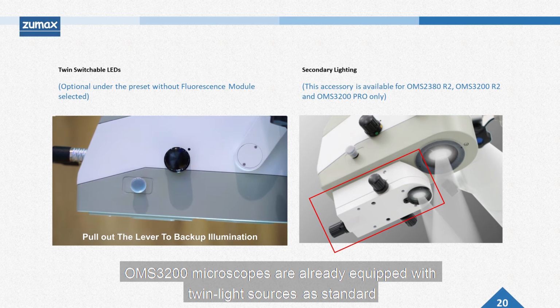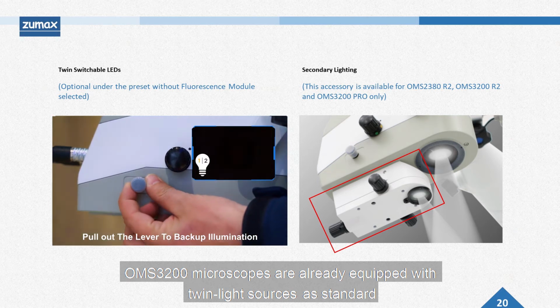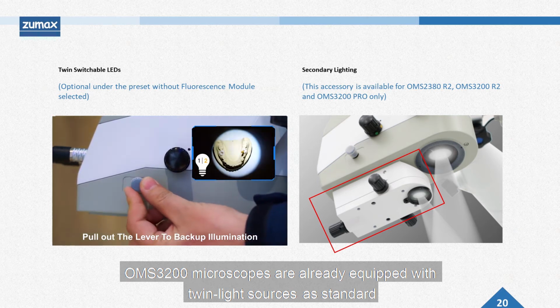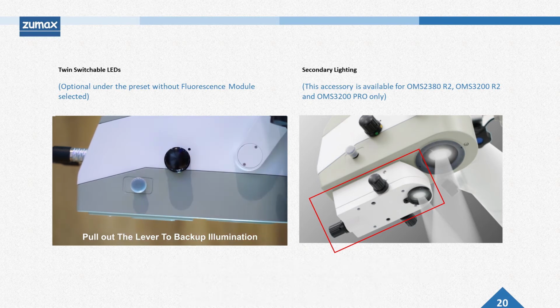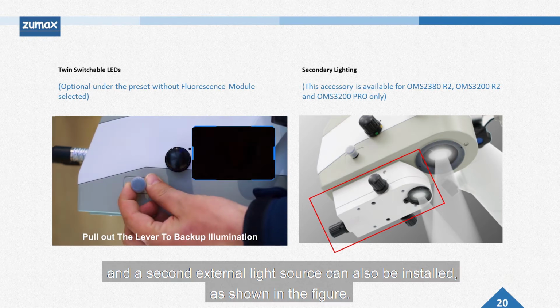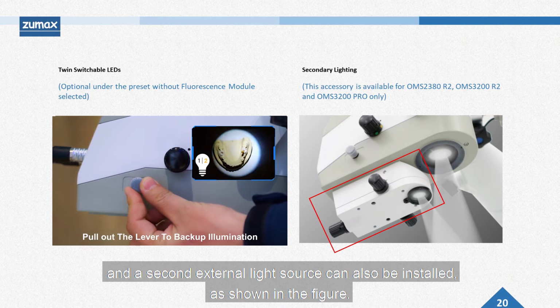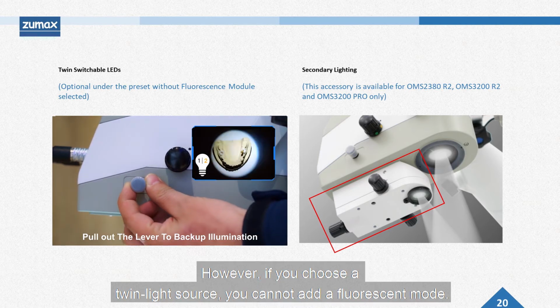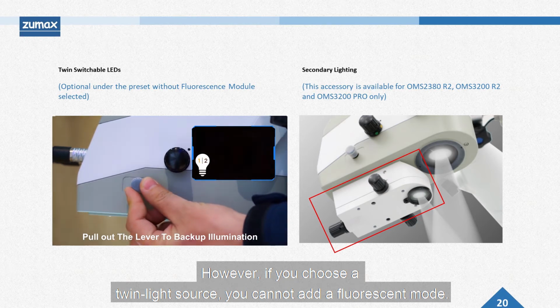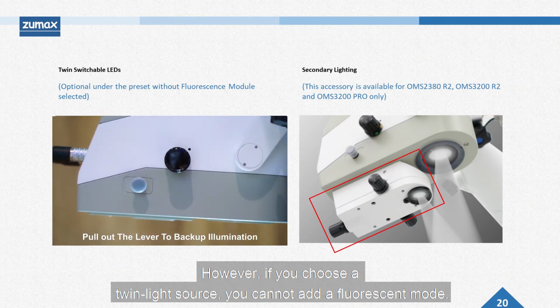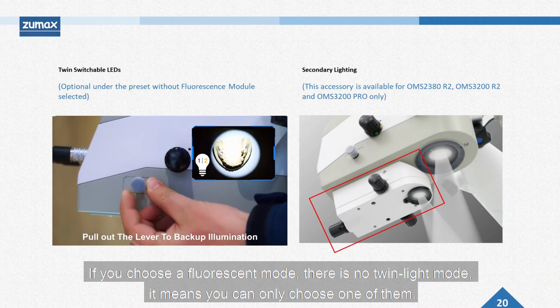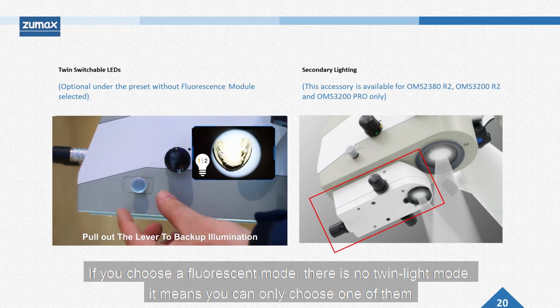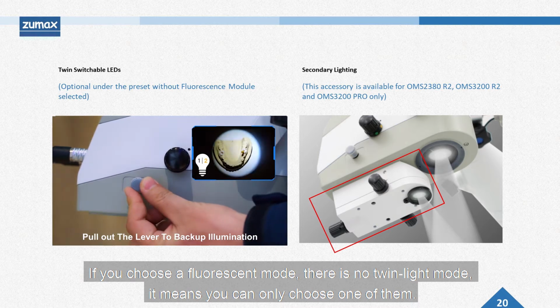OMS 3200 microscopes are already equipped with twin light sources as standard, and a second external light source can also be installed, as shown in the figure. However, if you choose a twin light source, you cannot add a fluorescent mode. If you choose a fluorescent mode, there is no twin light mode. It means you can only choose one of them.